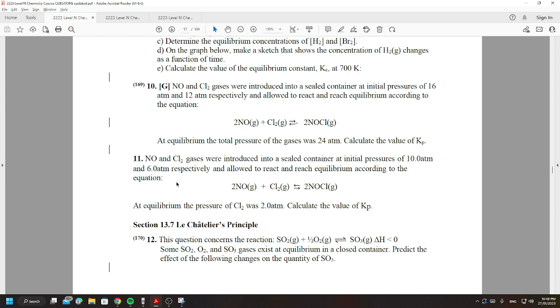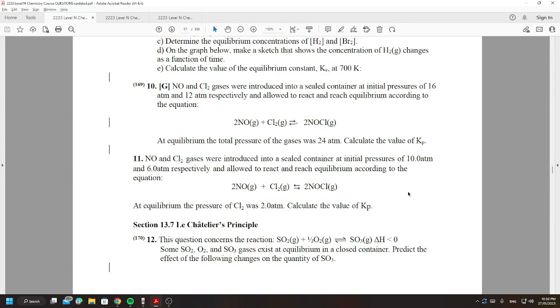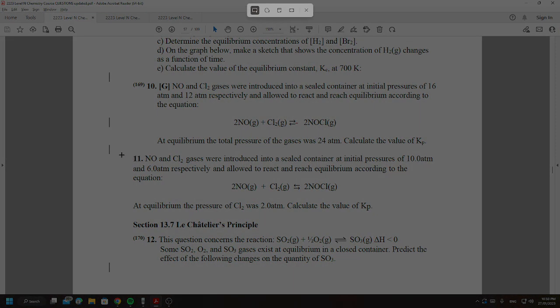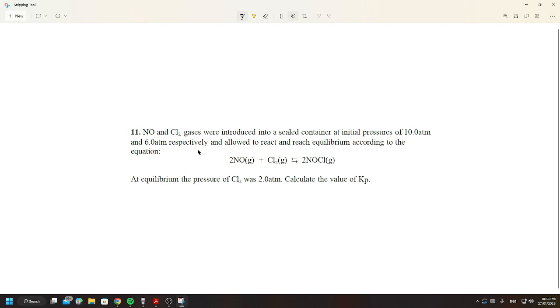NO and Cl2 gases were introduced in a steel container at initial pressures of 10 and 6 atm, and allowed to react. At equilibrium, the pressure of Cl2 was 2 atm. Calculate the value of Kp. This is a similar idea to the last one, but this time they told us the equilibrium pressure. I'm just going to solve it, but you should have gotten the hang of this by now.